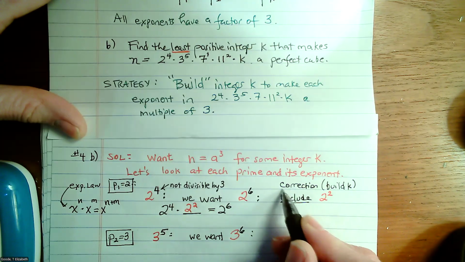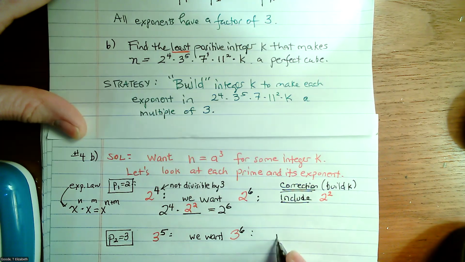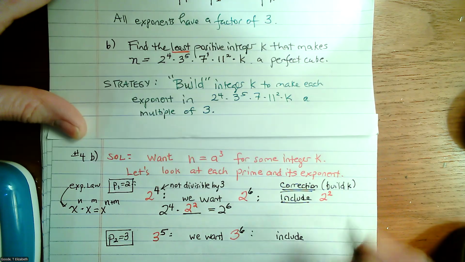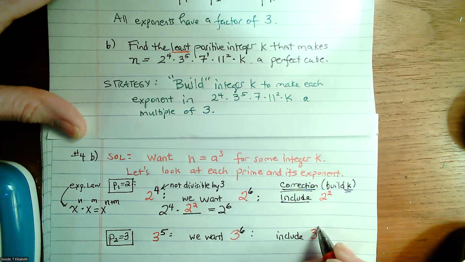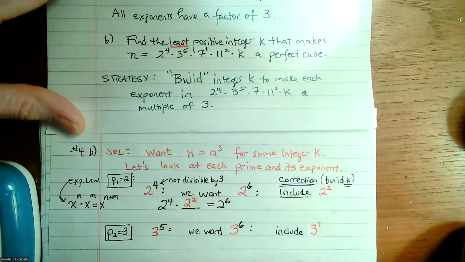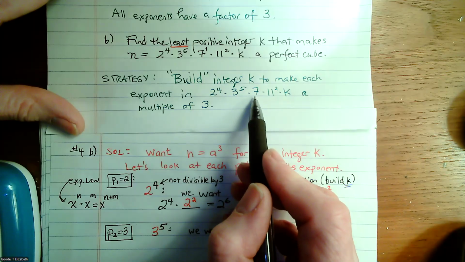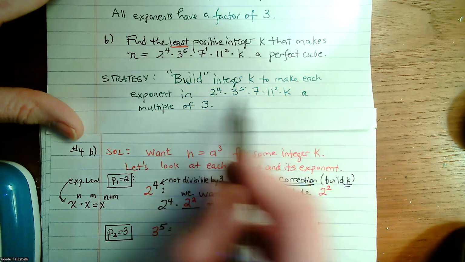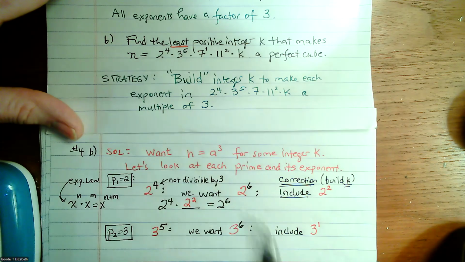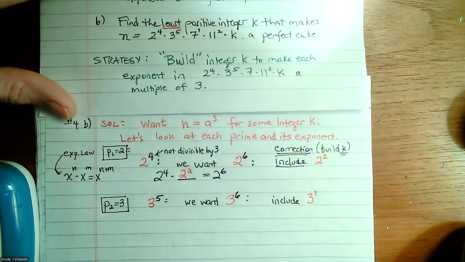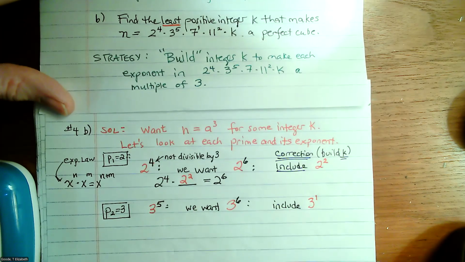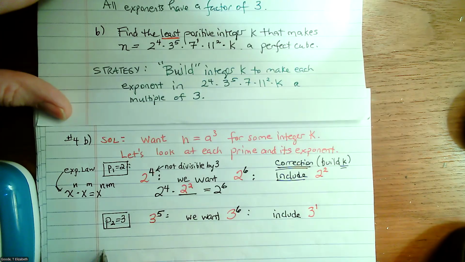So the correction is to include what factor as we build k? 3 to the 1st. That's right. All right, let's deal with the next prime factor of n. I went ahead and named it n just because it's easier to talk about if it's got a name, right? But all the exponents have to have a factor of 3.